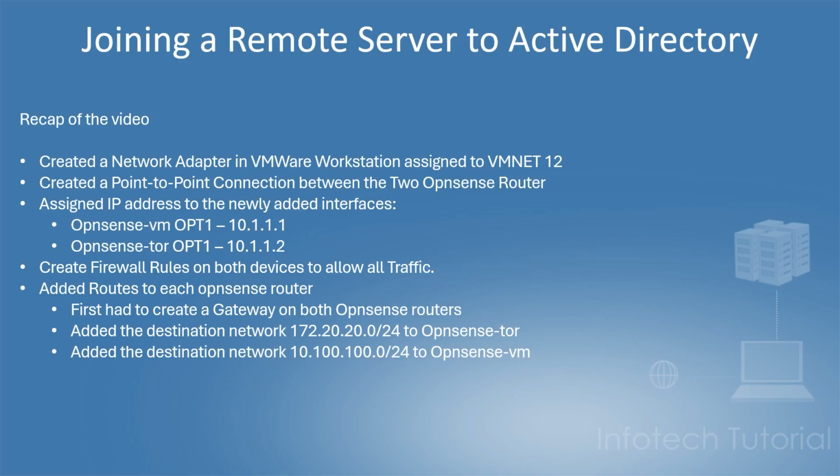Alright, so that is it for this video. Now let's recap what we did here. Now first, we created a point-to-point connection between our two OpenSense routers. We added an IP address of 10.1.1.1 to our OpenSense VM up1 interface and 10.1.1.2 to our OpenSense-TOR, and that was on the up1 interface as well.